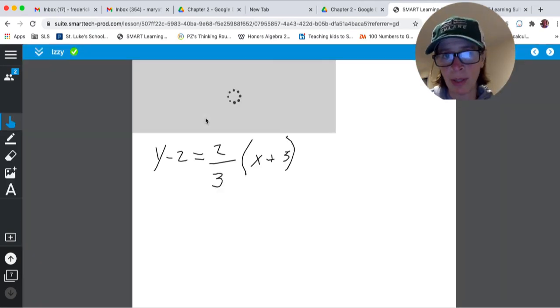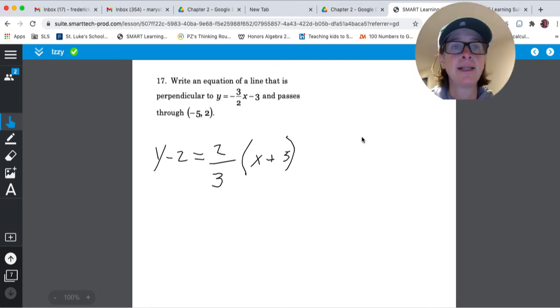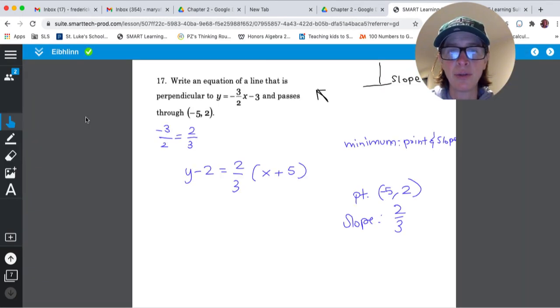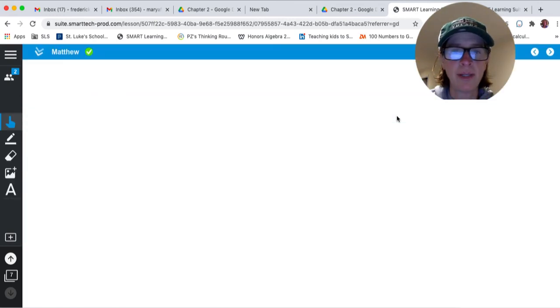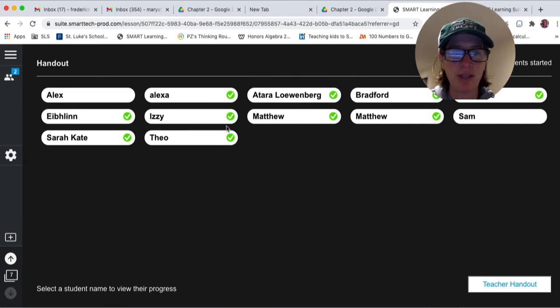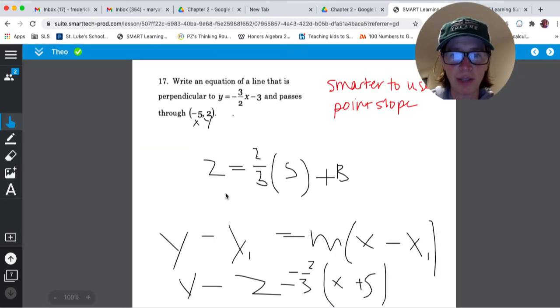For example, they were writing an equation of a line, and Izzy was borrowing the slope from this perpendicular line, and using the point, she used point slope. But then I could quickly see how many students might have used point slope as well. Matthew, point slope as well, great. I was thinking that some of them might have used slope intercept. Nope, point slope as well.